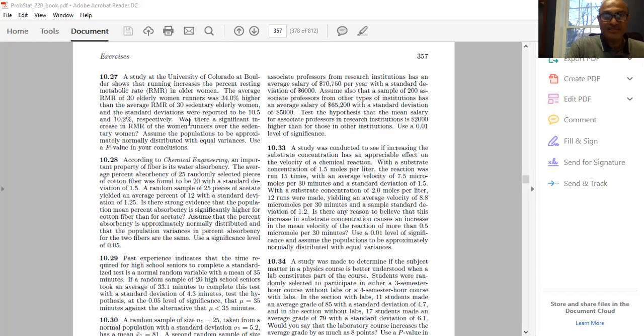Was there a significant increase in RMR of the women runners over the sedentary women? Assume the populations to be approximately normally distributed with equal variances. Equal variance is given but unknown. Use the p-value in your conclusions, right, guys?